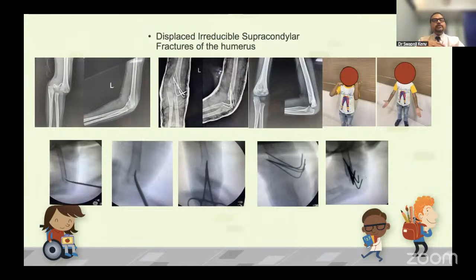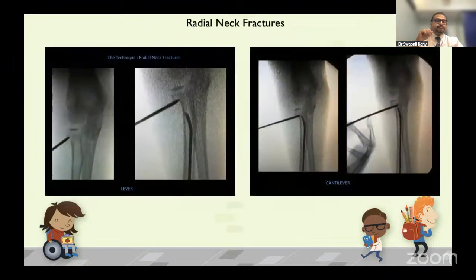For example, this particular fracture here was an irreducible fracture. There was a very small puncture wound. So we were actually able to manipulate the distal fragment. If you see here, the distal fragment is really small, but we were able to manipulate it with the help of a hemostat, get it into position, and then fix it with multiple lateral K-wires. You can see a beautiful result over there.